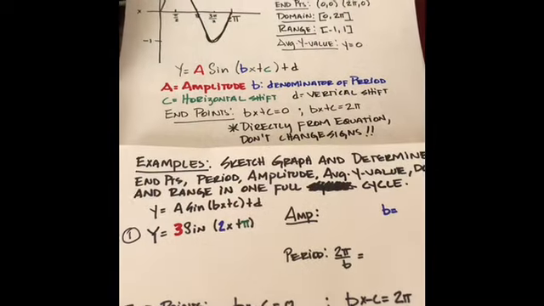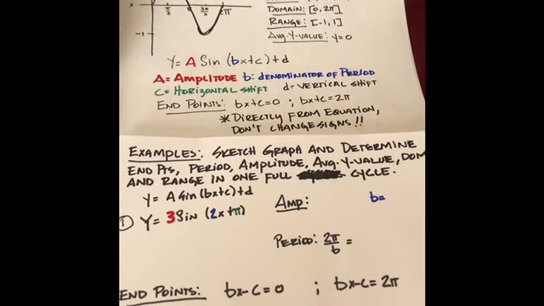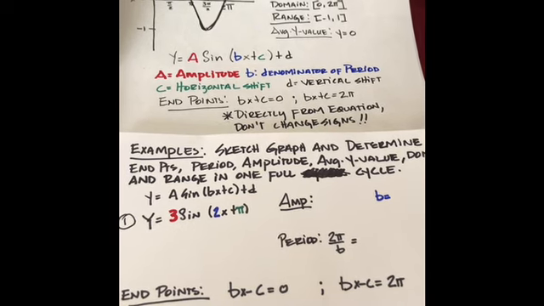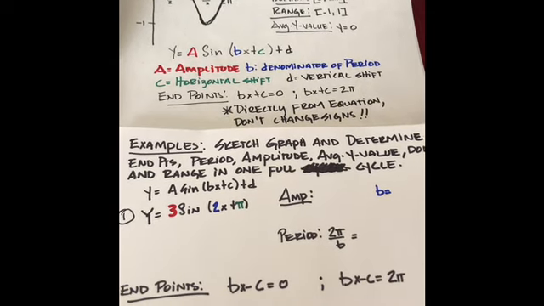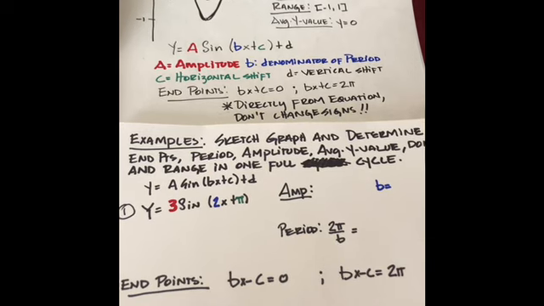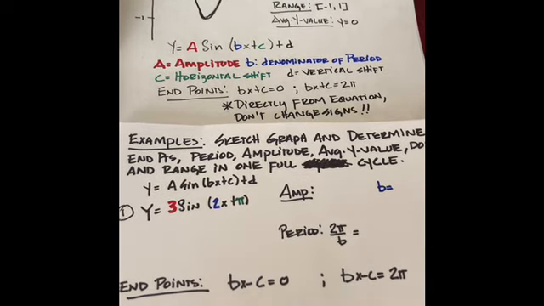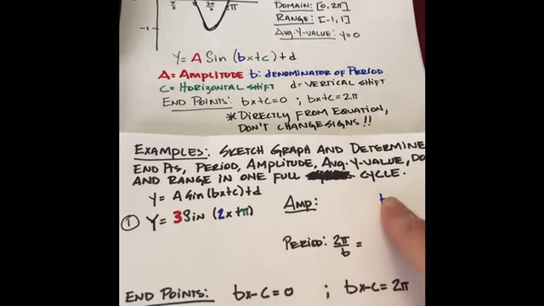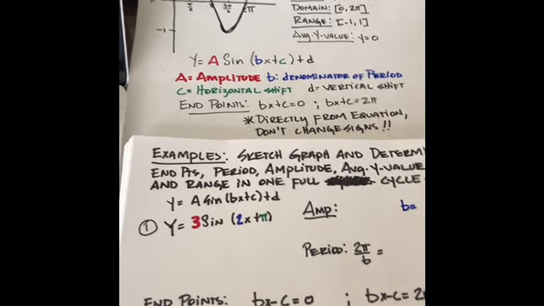Okay? Putting all of this information together, the instruction is: sketch the graph and determine the endpoints, period, amplitude, average y value, domain, and range in one full cycle for the equation y is equal to 3 sine of (2x plus pi). So the first thing that we're going to do is determine the amplitude and the elements that we need in order to make a box.